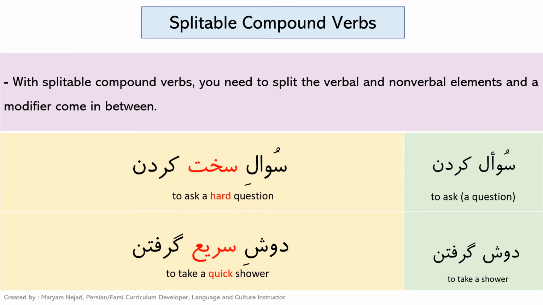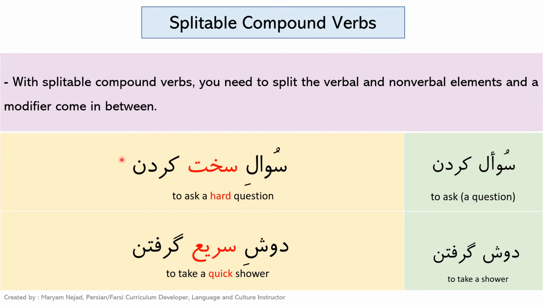Now let's go over the second form of compound verbs, which is called the splitable compound verbs. So here we have a verb, سوال کردن, to ask a question. But what if we want to say to ask a hard question? Now the noun question has a modifier, and the modifier is hard, like it has an adjective. Then in this situation, we need to break up or split the compound verb, and then the modifier comes after the noun. So سوال سخت کردن, and we need to connect سوال to the adjective with an اضافه.